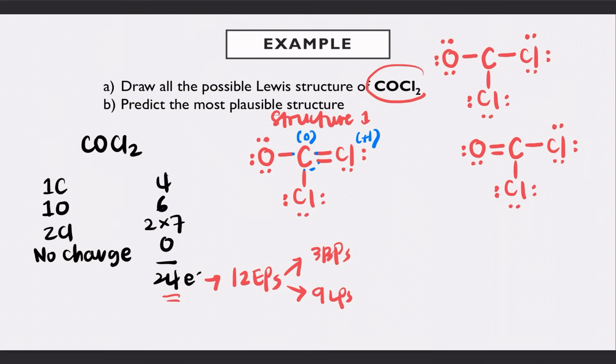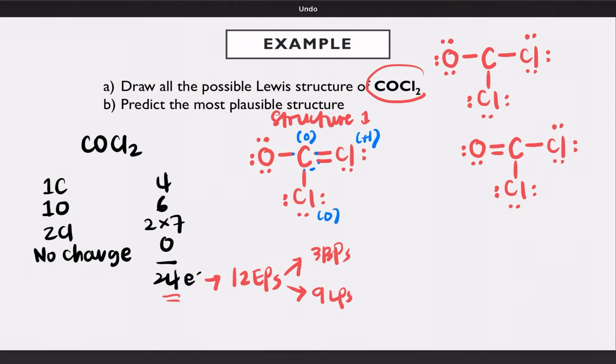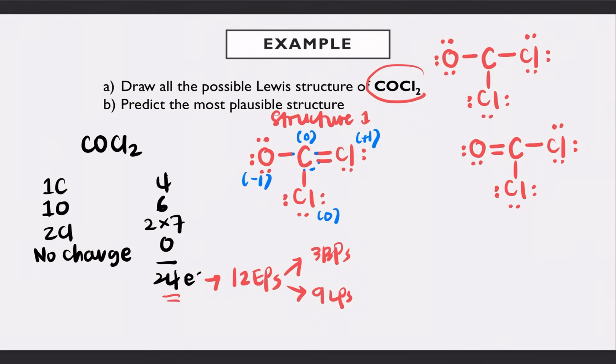This chlorine pula berapa? It is 7 valence electrons. Tolak dengan 1, 2, 3, 4, 5, 6, 7. So 7 minus 7, it is 0 for this chlorine. So this one will be 0. Oxygen tu pula, yang ni, oxygen has 6 valence electrons. Tolak dengan 1, 2, 3, 4, 5, 6, 7. So 6 minus 7 will be minus 1. Okay, so that is the formal charge for your atoms in structure 1.